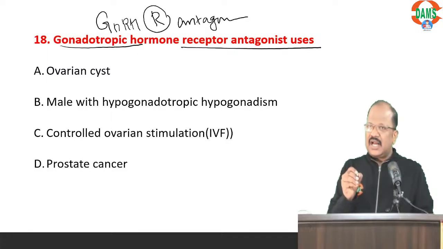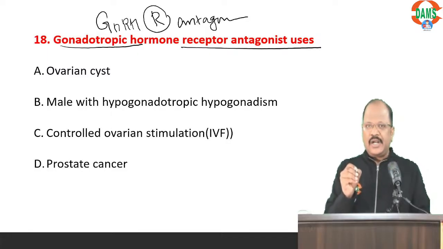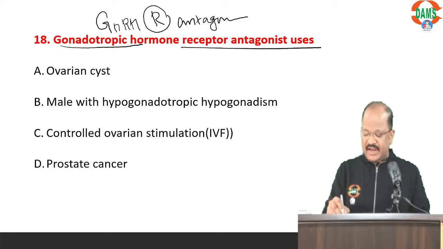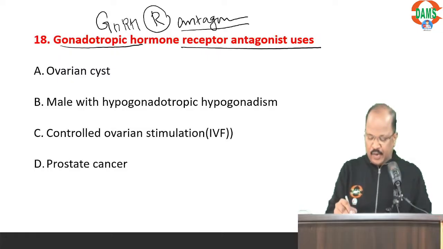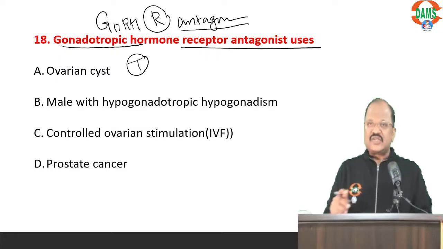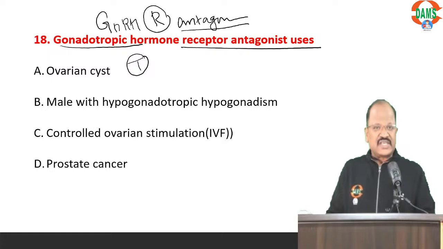See, a GnRH receptor antagonist is going to block GnRH in the pituitary, thereby immediately suppressing the release of FSH and LH. This antagonistic property is useful for treatment of ovarian cyst. If there is too much FSH, it causes follicular stimulation, causing PCOD. To control that, we can try this.